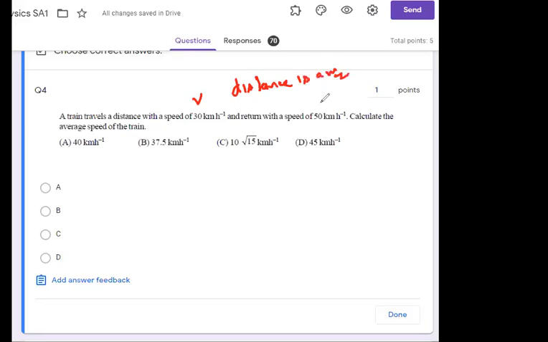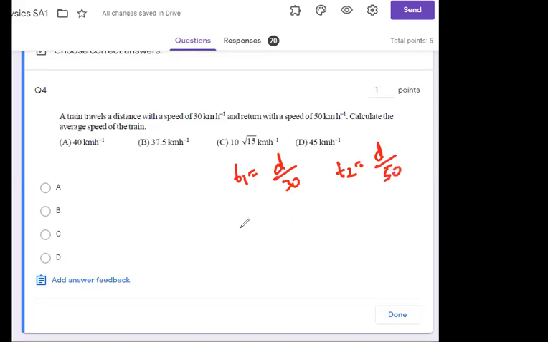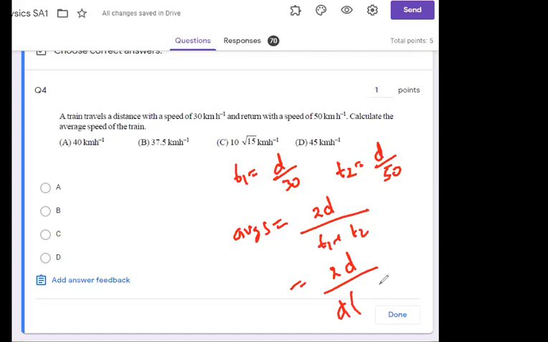Still, I will use the basic method. I won't use any shortcut. T1 is equal to d by 30. T2 is equal to d by 50, right? So average speed is equal to 2d, because d1 plus d2 by t1 plus t2, right? So it is 2d divided by d bracket 1 by 50 plus 1 by 30. है ना? dd will get cancelled. So it is 2 into 50 into 30 by 50 plus 30.